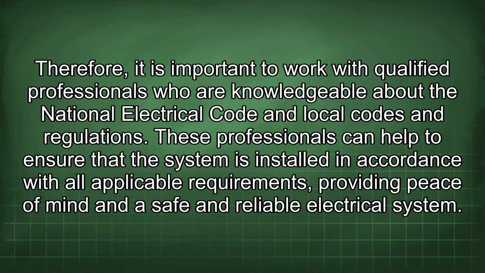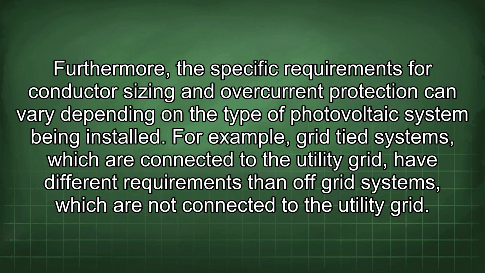Therefore, it is important to work with qualified professionals who are knowledgeable about the National Electrical Code and local codes and regulations. These professionals can help to ensure that the system is installed in accordance with all applicable requirements, providing peace of mind and a safe and reliable electrical system. Furthermore, the specific requirements for conductor sizing and overcurrent protection can vary depending on the type of photovoltaic system being installed. For example, grid-tied systems, which are connected to the utility grid, have different requirements than off-grid systems, which are not connected to the utility grid.